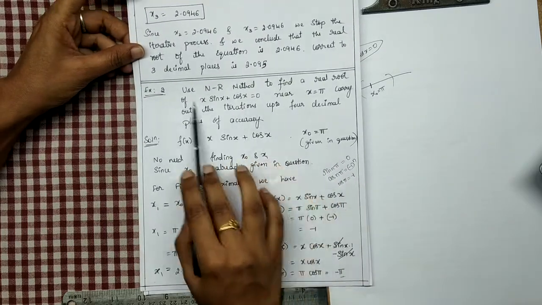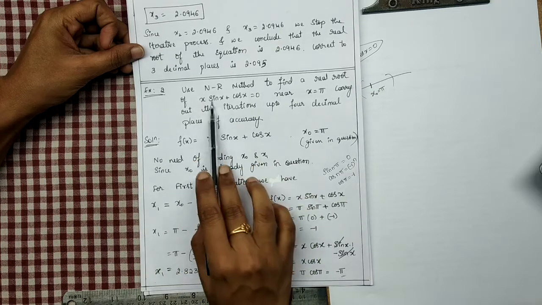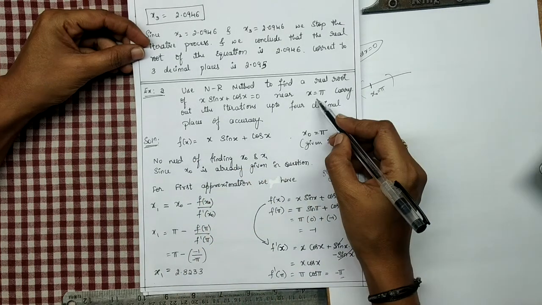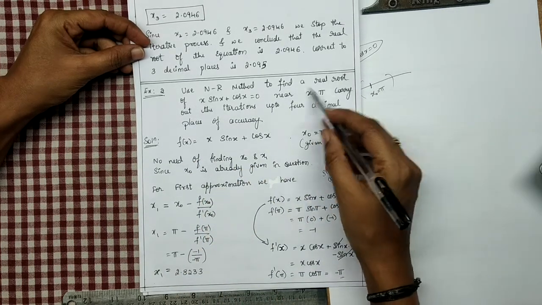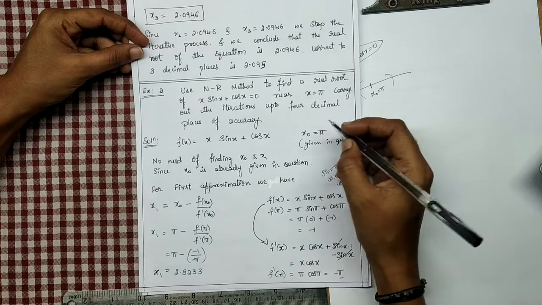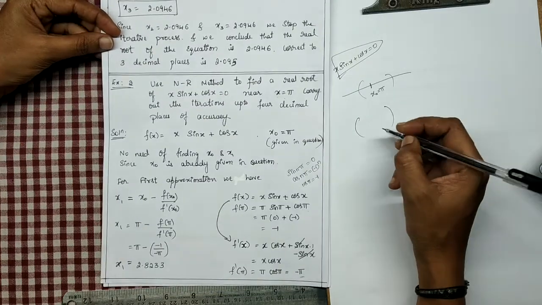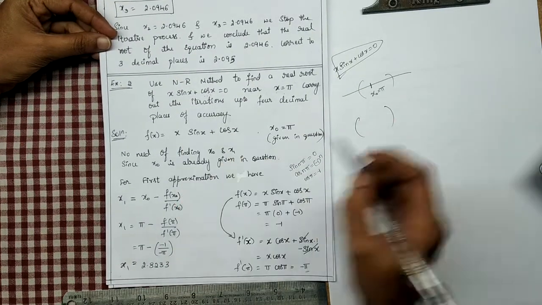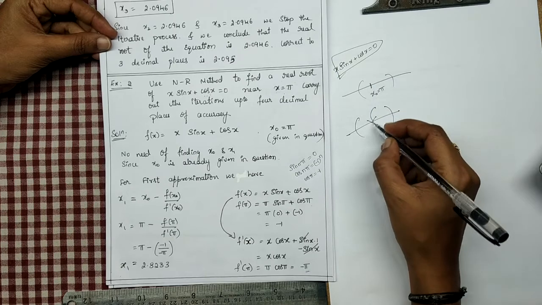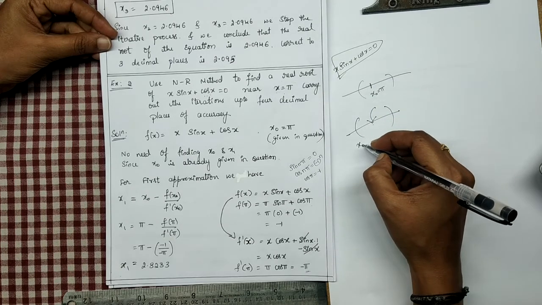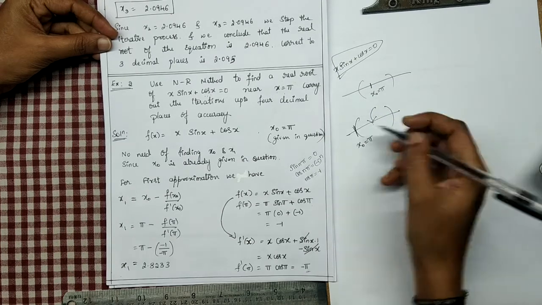See here in the problem, f of x is given. This is your f of x. f of x is equal to x sin x plus cos x, and x naught is also given here. x naught is equal to pi is given in the question itself. So we don't need to find the band where the real root of the given equation is going to lie. So it is given. See, x naught is given. What is x naught? x naught is equal to pi. This one is given in the question itself.